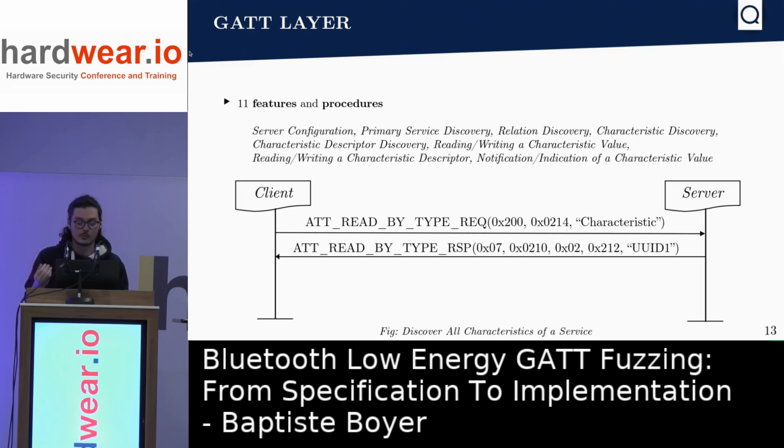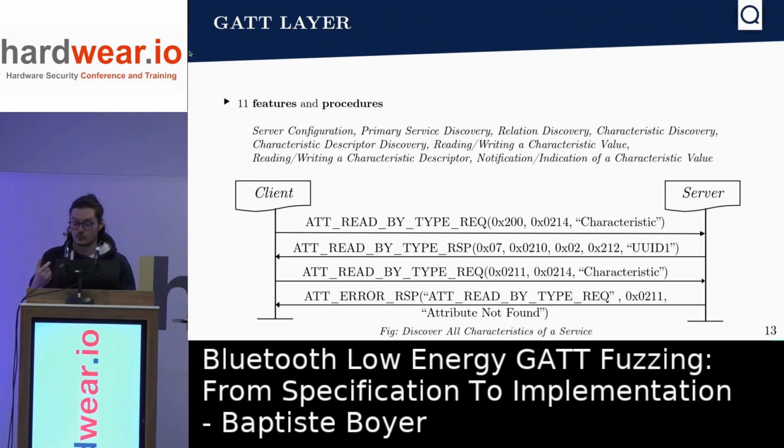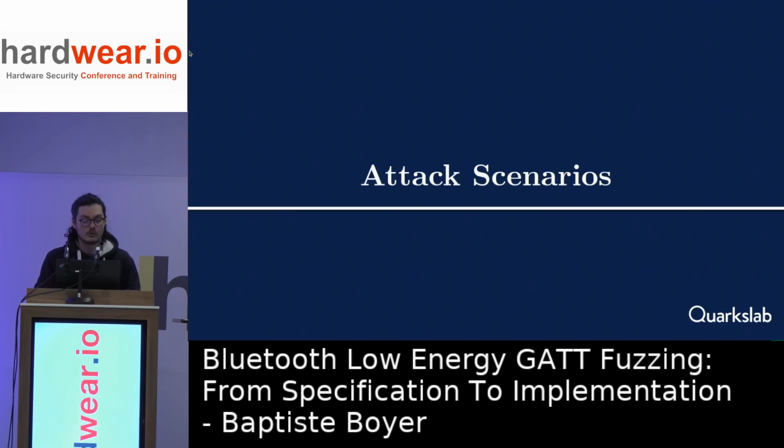Okay. So the server responds with this read by type response with this set of parameters. Trust me, these parameters correspond to a characteristic. The client continues, but now we can see that the range of handles is shorter, okay? And we know that there are no more characteristics in this range because the server responds with an attribute not found.